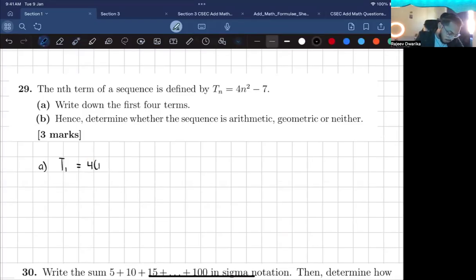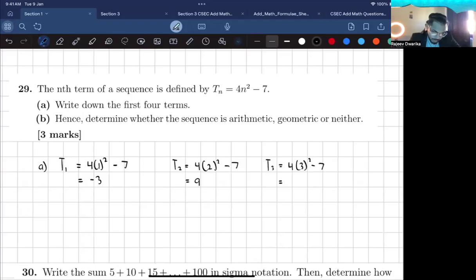So that's going to be 4 by 1 squared minus 7. 4 by 1 is? 4. 4 minus 7 is minus 3. That's the first term. The second term is going to be 4 by 2 squared minus 7. So that's going to be 4 by 4, 16. 16 minus 7 is 9. Just verify that. The third term is going to be 4 by 3 squared minus 7. That's going to be 36 minus 7, which is 29.